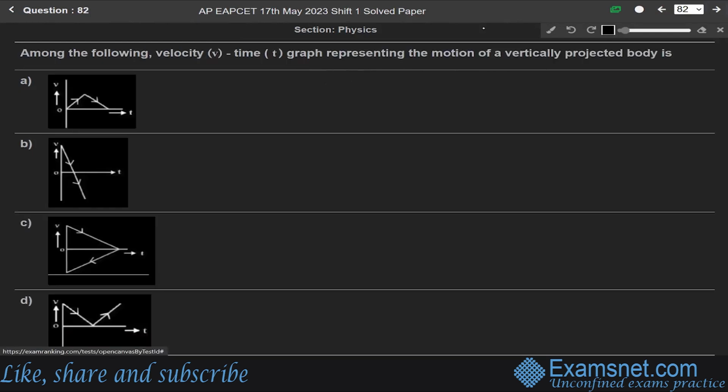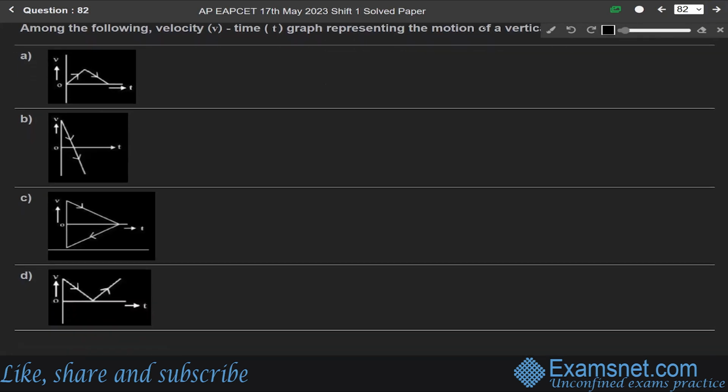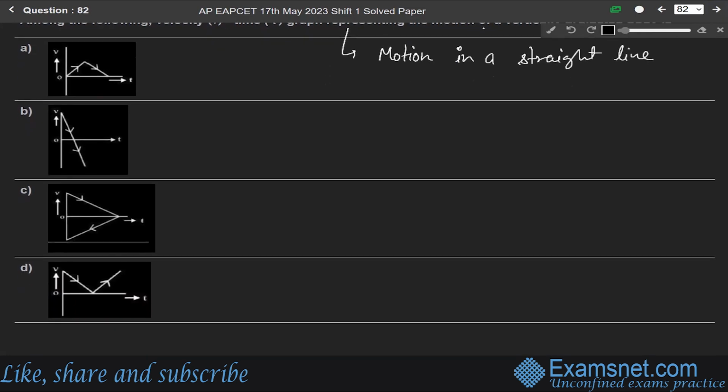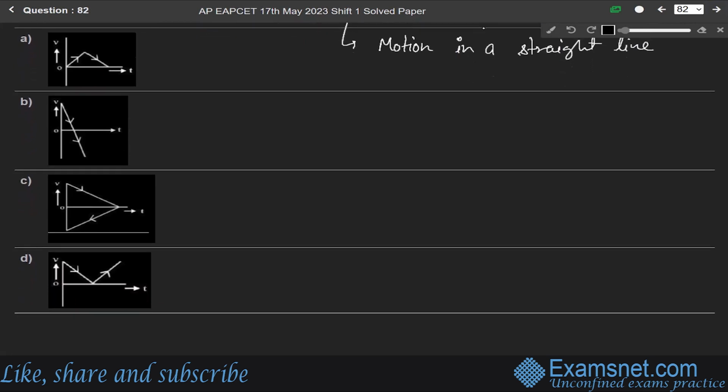Next question, 82. Among the following, the velocity versus time graph representing the motion of a vertically projected body is. So we have to find the correct graph for this velocity time. This question is from the chapter of motion in a straight line. Among these four options, as we all know, when a body is projected vertically, at maximum height, its velocity becomes 0.